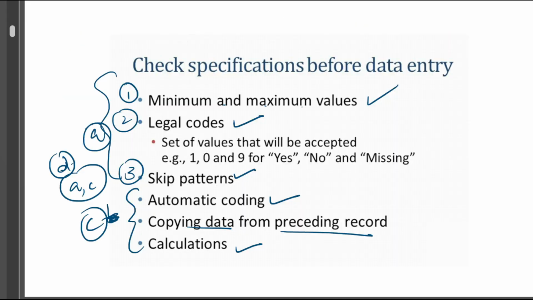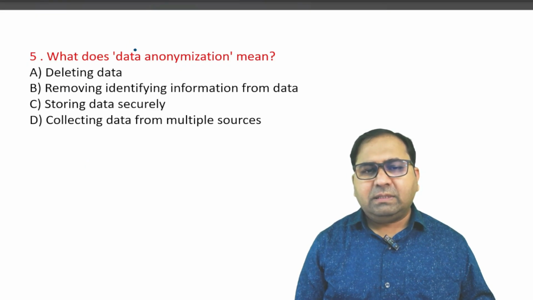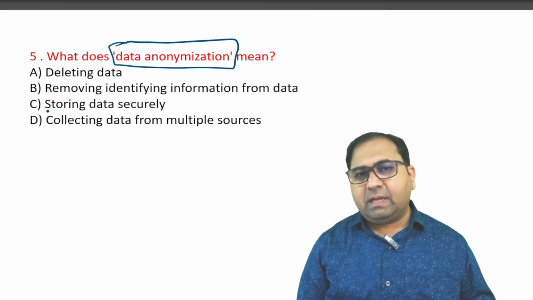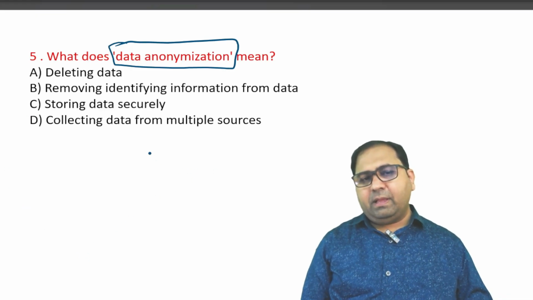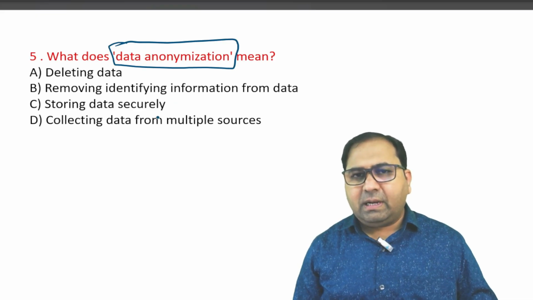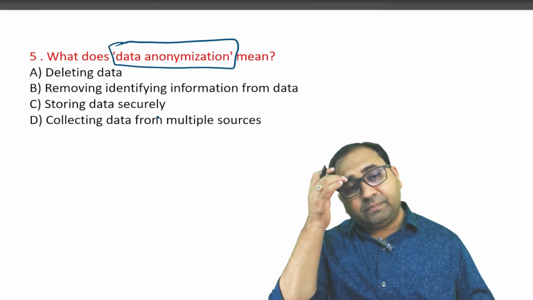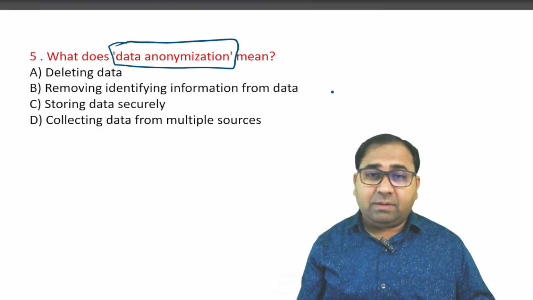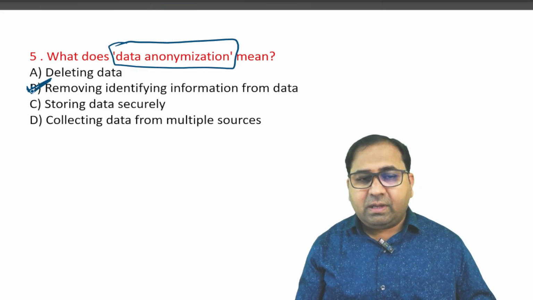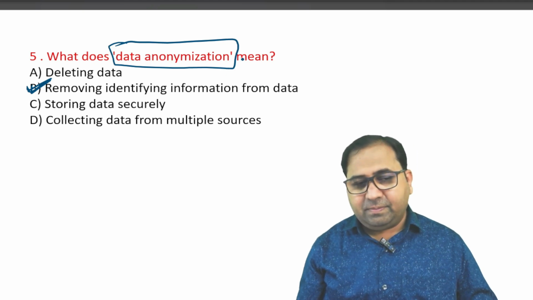Okay, chalo. Let us see the next question. What does data anonymization mean? The options are A. Deleting the data, B. Removing identifying information from the data, C. Storing the data securely, or D. Collecting the data from multiple sources. Data anonymization means removing the identifying information from the data. Okay, you do this exercise and then it goes under data anonymization.